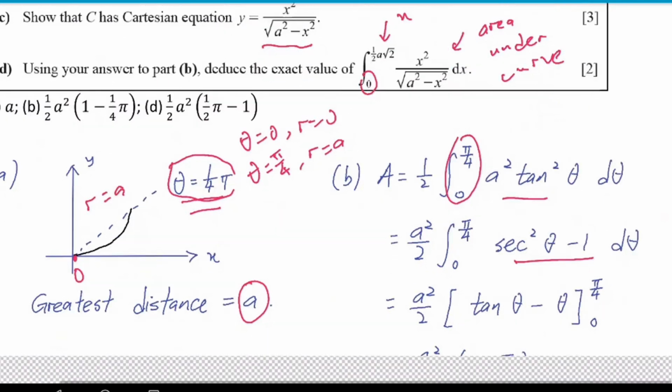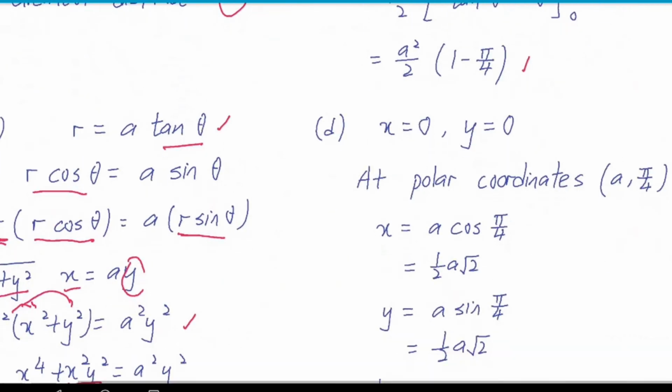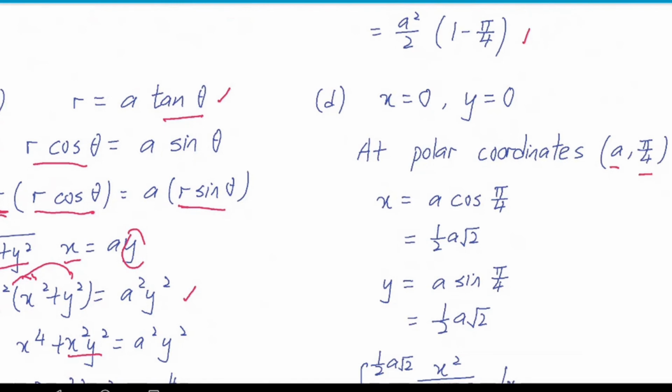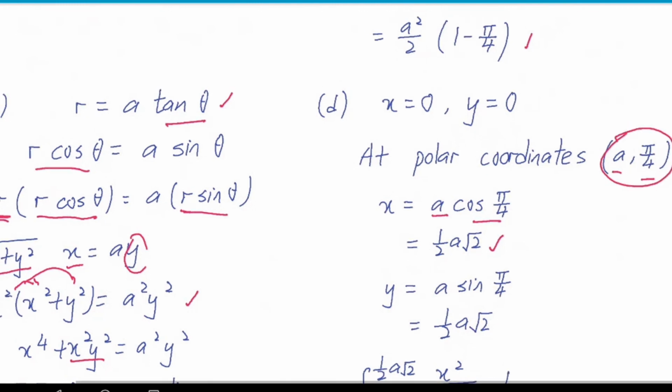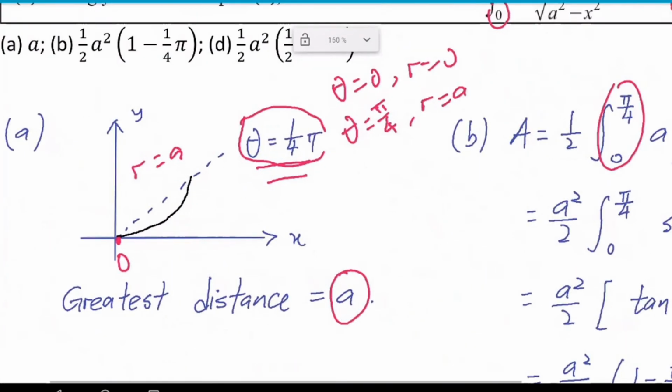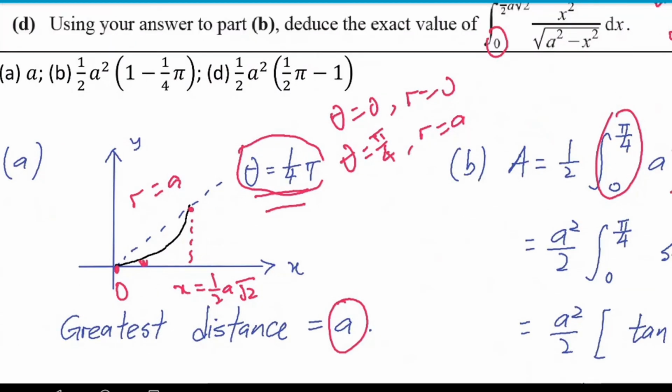So we can see that when theta is pi over 4 and r is a, we sub into x, which is r cos theta. When we sub that, we will notice that it is actually x which is half root 2. So this point here, the a at pi over 4, is actually this. It's actually this point. So this has an x coordinate of half root 2. So in part D, what they ask us to find is this one.